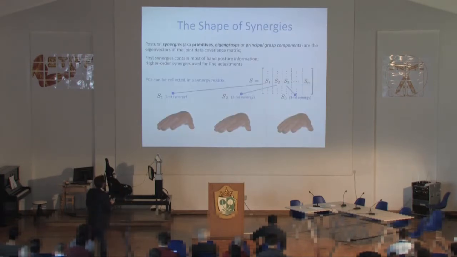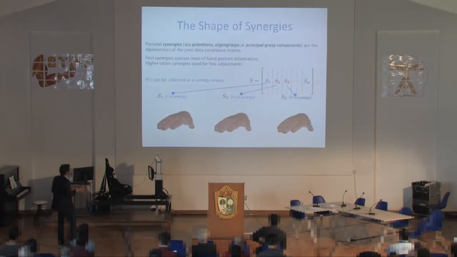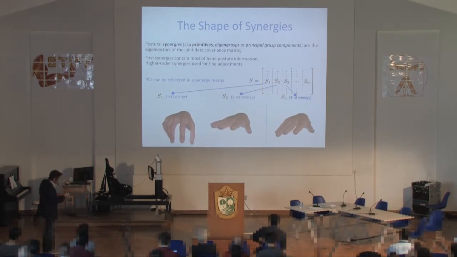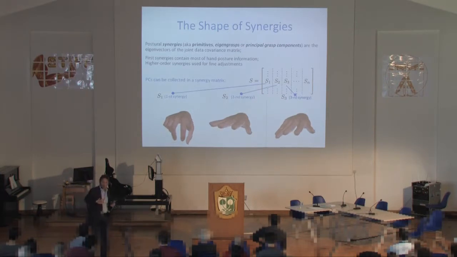So if you look at the eigenvectors, you find that the first eigenvector is basically this motion here that we see on the left. This is the classical grasping motion: thumb opposing the middle finger. And then the second synergy spreads the hand a little bit. The third synergy does this opposition of the second and third to the fourth and fifth finger, and so on and so forth. So these are the groups of movements that are there.